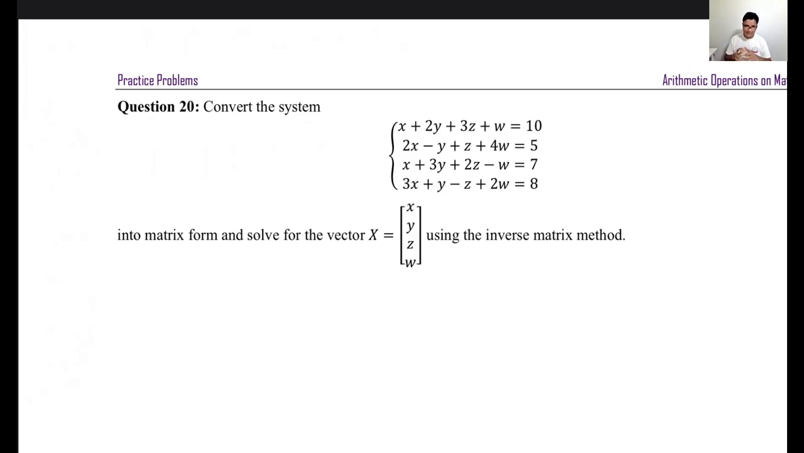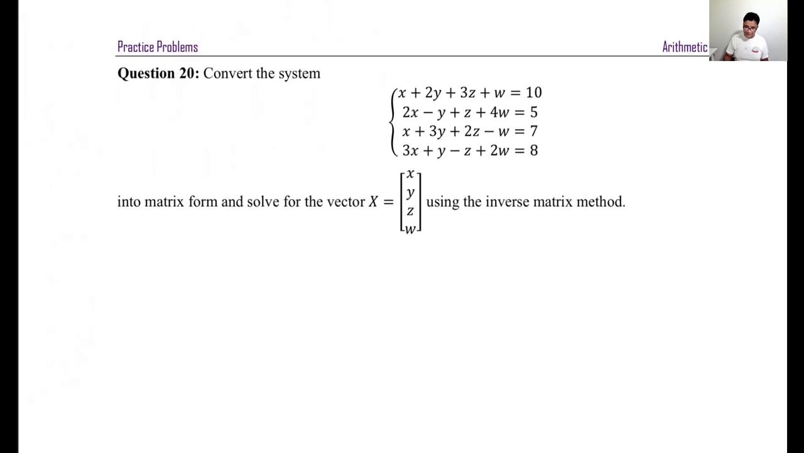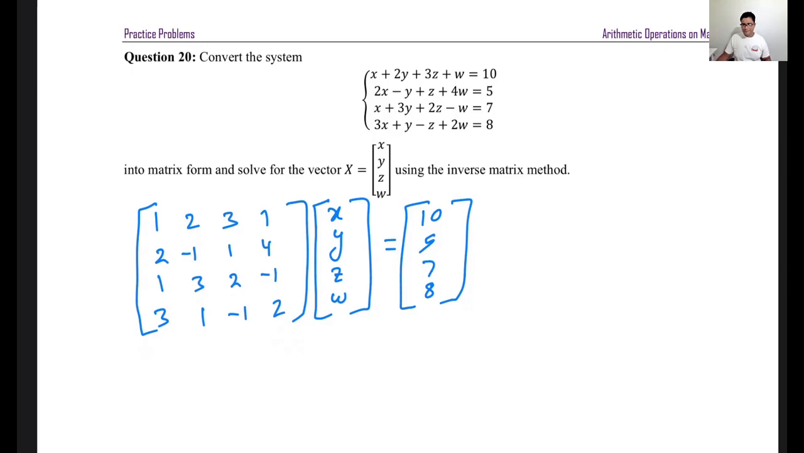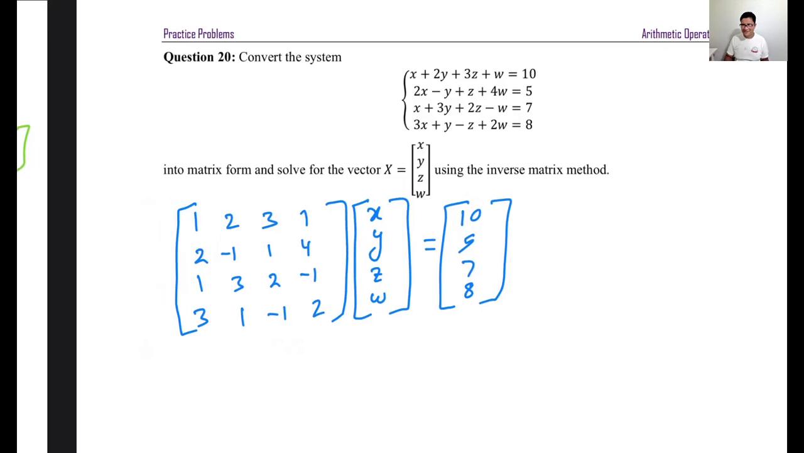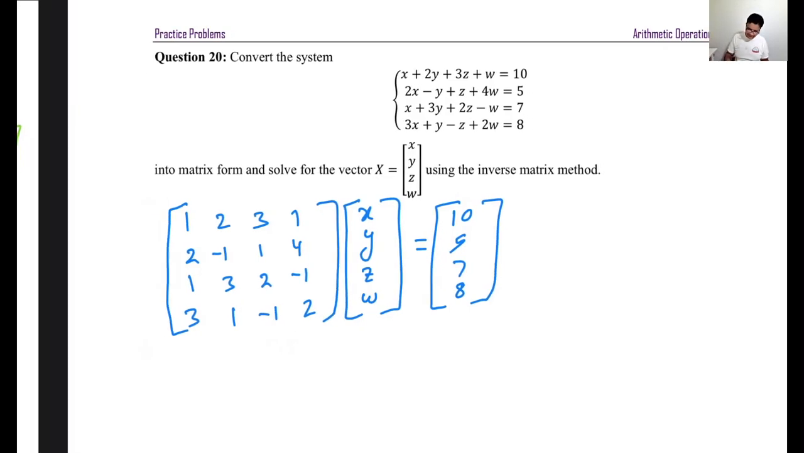Here is another question. It asks you to convert that system into matrix form and then solve. This is a 4 by 4 matrix system, 4 variables, right? For you to practice. So please write your solutions and check with me. Check your work and remember to come back and do the inverse of this 4 by 4 matrix, which will be real fun, after the next video.